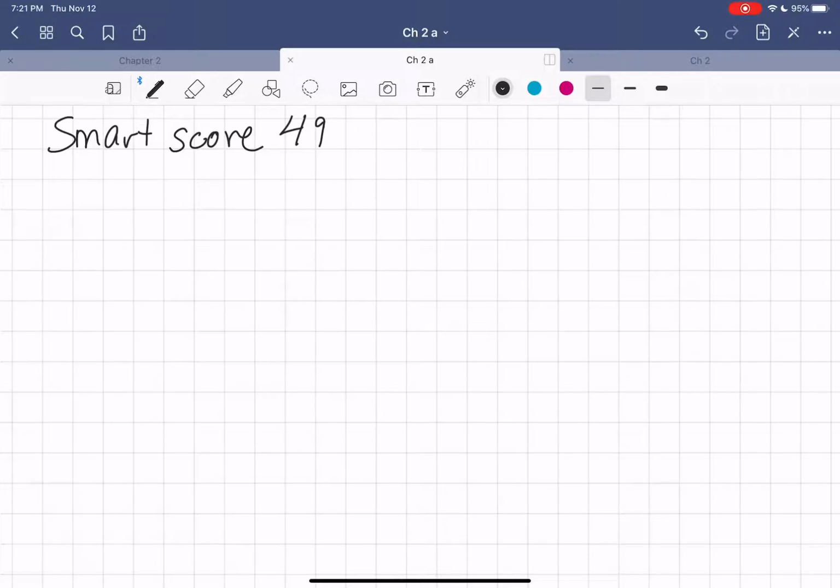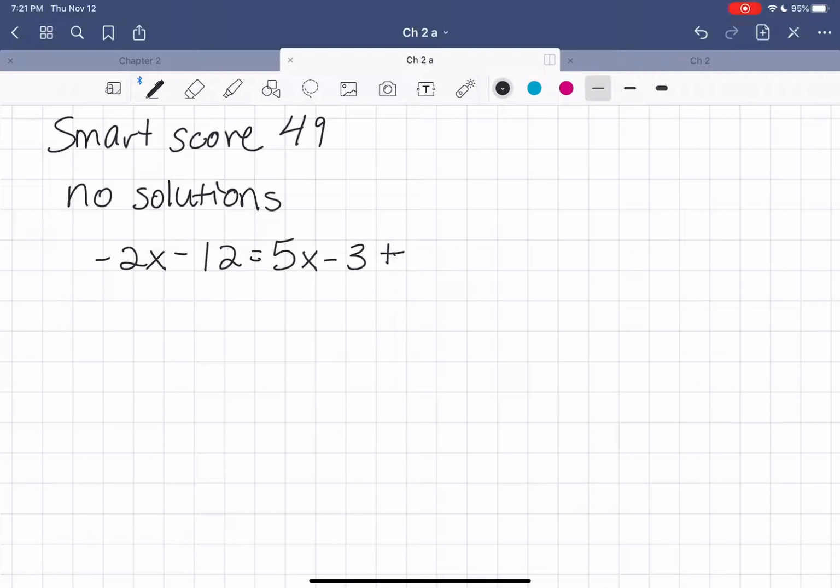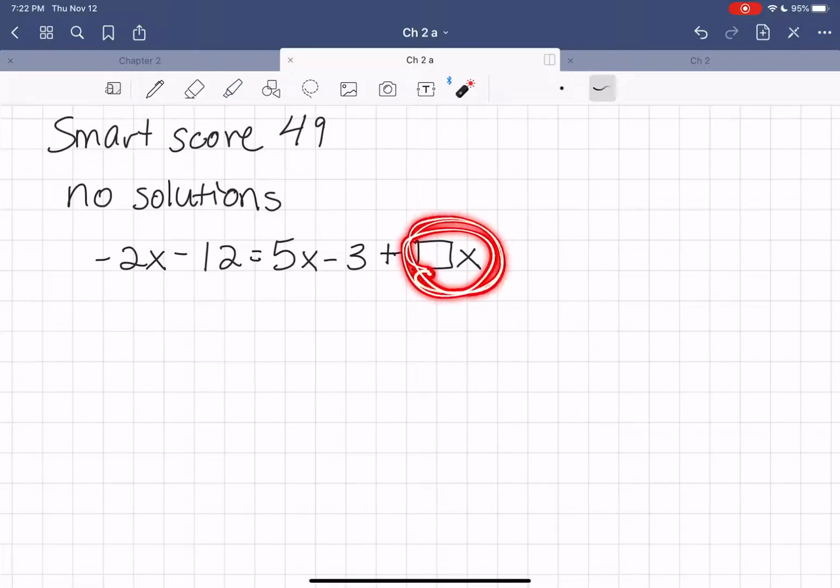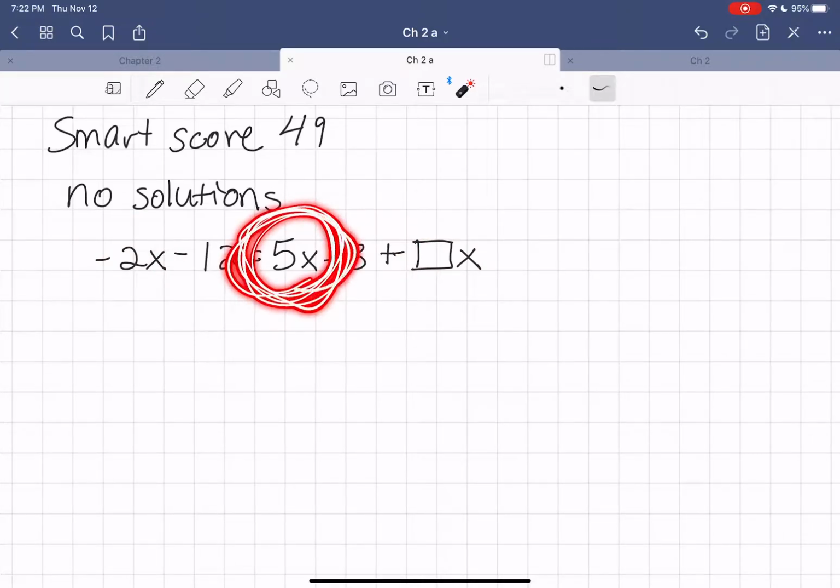And they tell me they want no solutions for the equation, and they give me negative 2x minus 12 equals 5x minus 3 plus box x. All right, so here's the reason that this is harder. Normally, we would just say, oh, whatever the box is, it's got to be matching the other side, so I'll just put a negative 2. The problem here is that it's actually not a simplified kind of equation. And this gets kind of interesting.